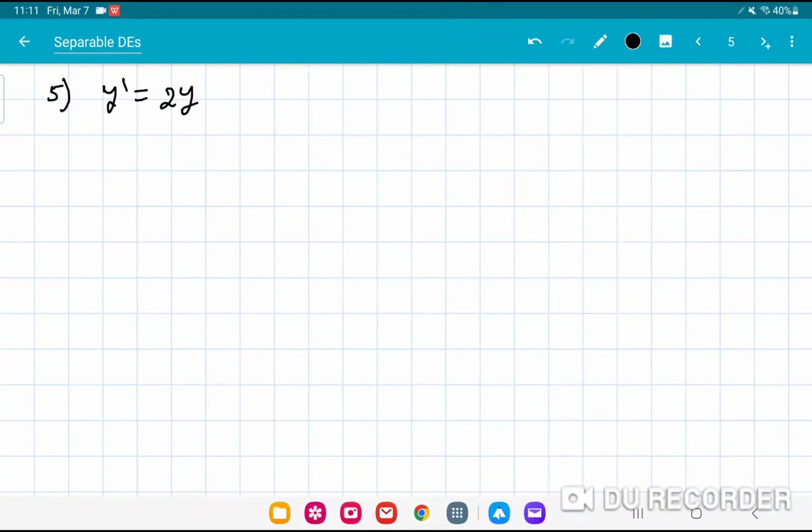Okay, this was the one that we had in class, y prime equals a constant multiple of y. This is separable. dy/dx equals 2y. This is like the population growth kind of problem. So dy over y equals 2 dx.